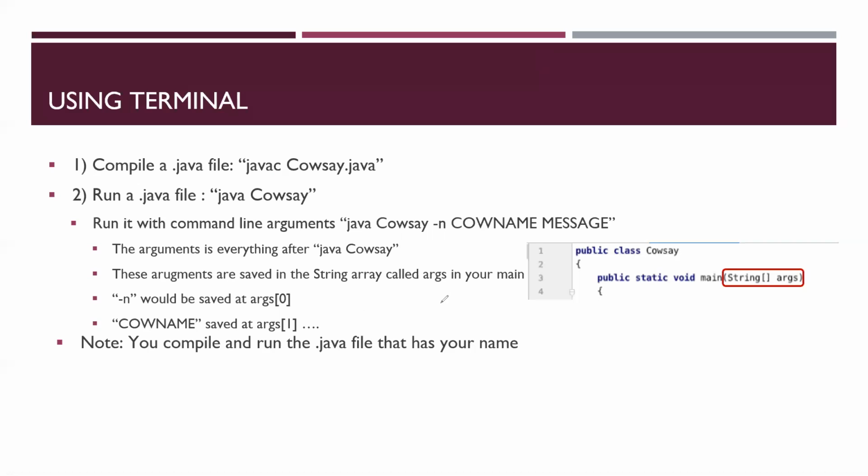But now you can actually use them. So for example, the 2 arguments would be dash n and then cow name message, right? So it would take those in, and then you would use them however you want. You could say, oh, if index 0 is dash n, then we do this, and then you can go from there. So you can split it into cases based on what the arguments are.